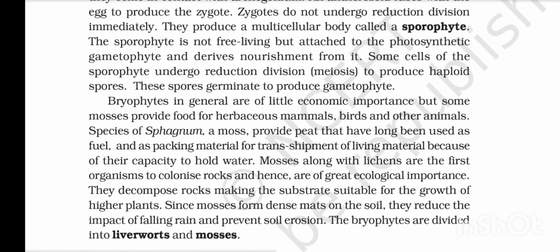Bryophytes in general are of little economic importance, but some mosses provide food to herbivorous mammals, birds, and other animals. Species of Sphagnum, a moss, provide peat that has long been used as a fuel and as packing material for transshipment of living material because of its capacity to hold water. Mosses, along with lichens, are the first organisms to colonize rocks and hence are of great ecological importance. They decompose rocks, making the substrate suitable for growth of higher plants. Since mosses form dense mats on the soil, they reduce the impact of falling rain and prevent soil erosion.